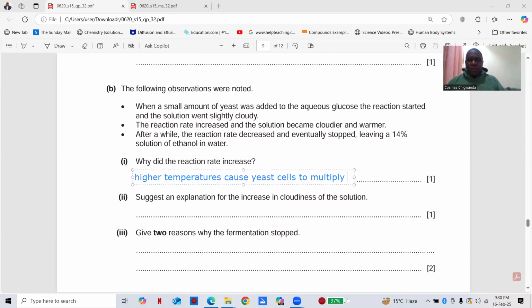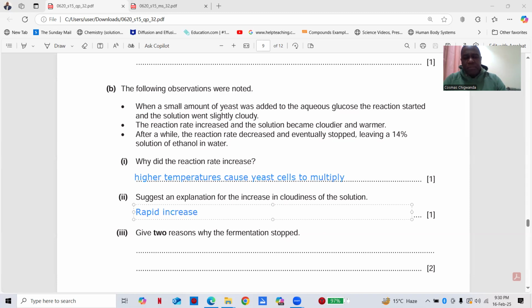And then we also have a question which says, suggest an explanation for the increase in the cloudiness of the solution. Okay, so this one is almost similar to the question above. This is as a result of a rapid increase of yeast cells. So our answer here would be a rapid increase, or exponential increase, in the amount of yeast cells. Okay, right. So that would be the answer.